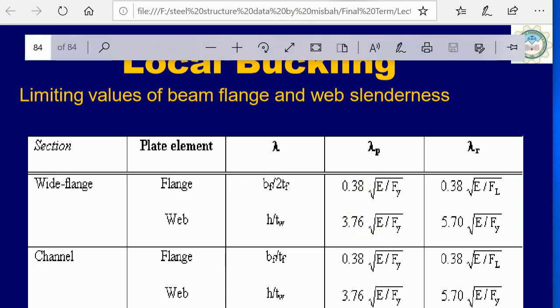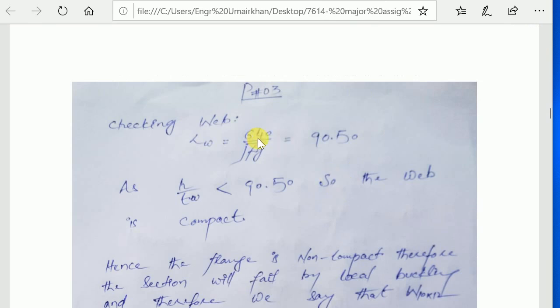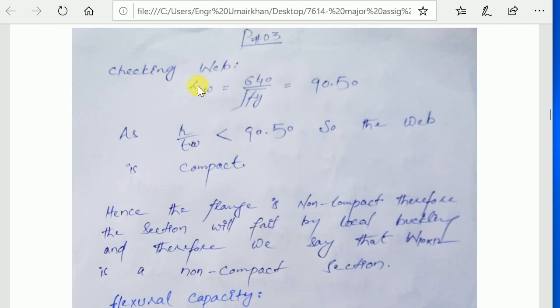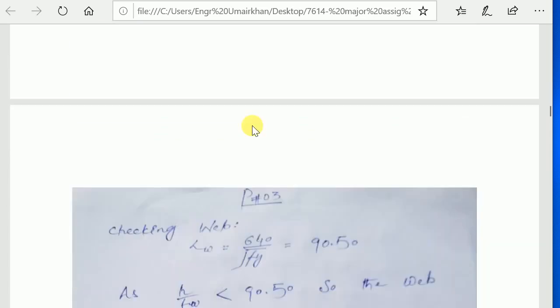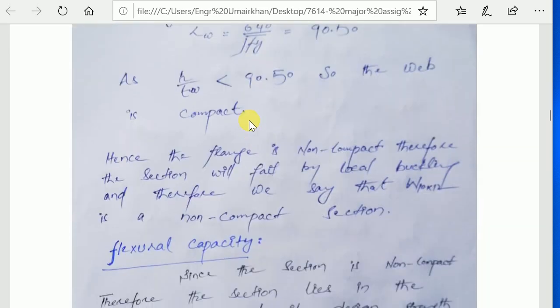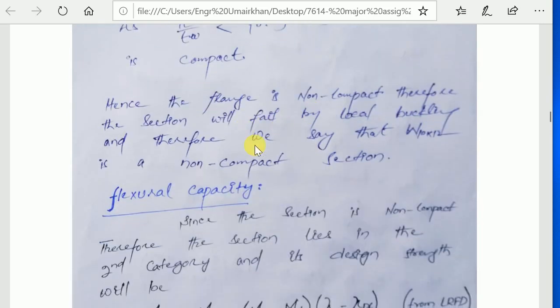Now we calculate lambda w to check the web. We see that lambda for the web is less than lambda pw. So although your web is compact, your flange is non-compact. For compactness of a section, it is necessary that both flange and web are compact. So on the basis of the non-compactness of the flange, we say that the section is non-compact.